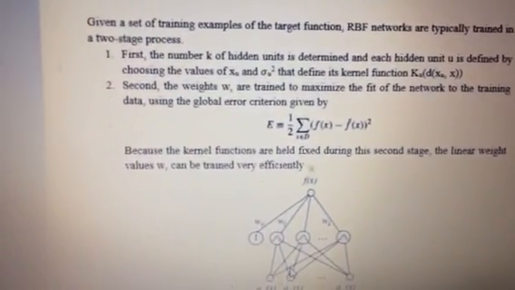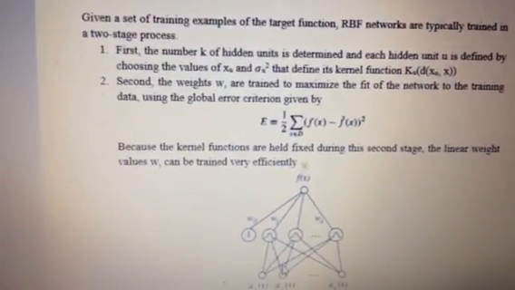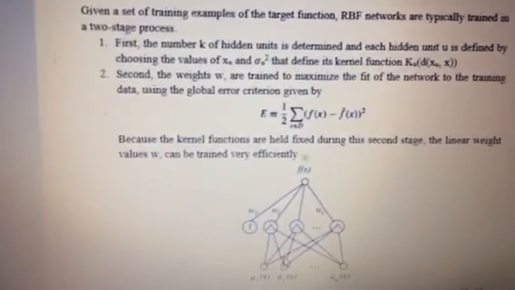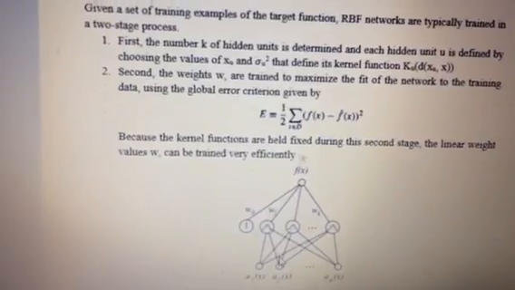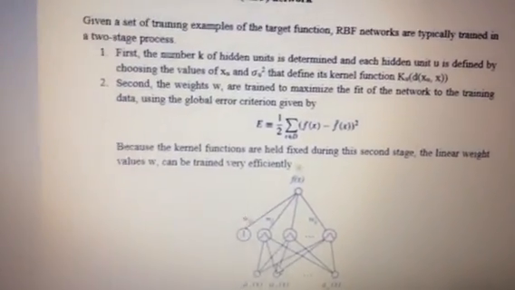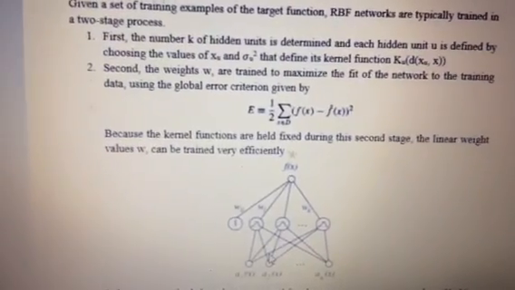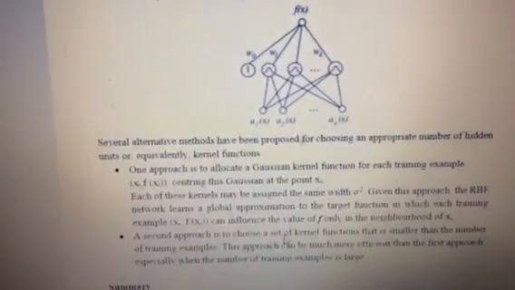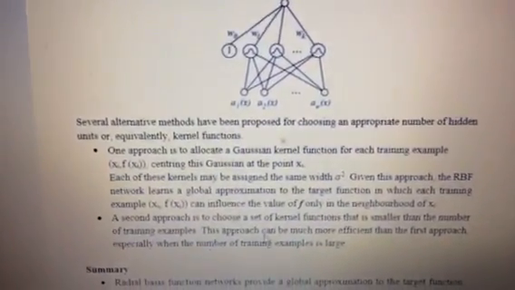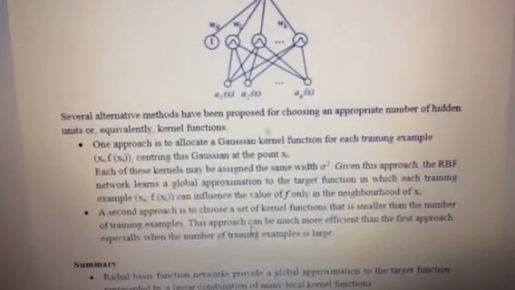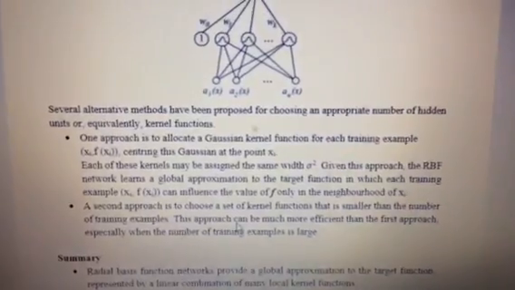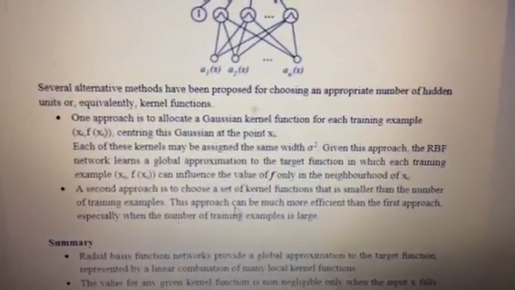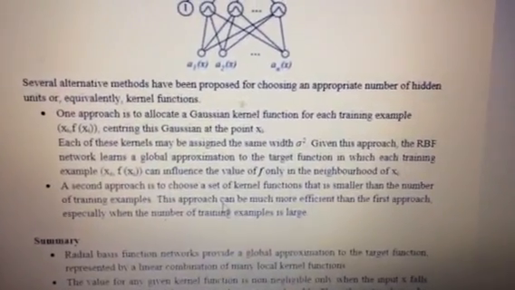Now, at the third stage, we are going to calculate the global error, that is equal to half of summation x belonging to capital D, where capital D indicates the complete database, f of x minus f cap of x the whole square, where f of x is the actual value, and f cap of x is the predicted value. So this is the first method. In the second, or alternative, method, we are going to allocate a Gaussian kernel function for each training example, that is xi comma f of xi. Each of these kernels may be assigned some width, in the sense a global width.